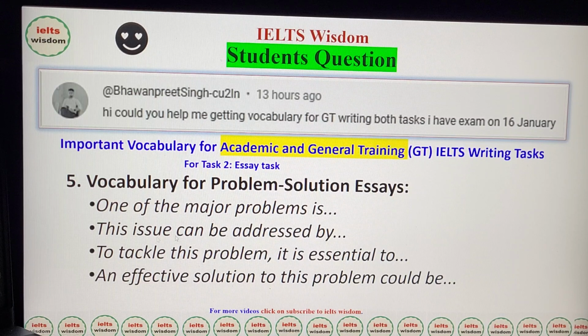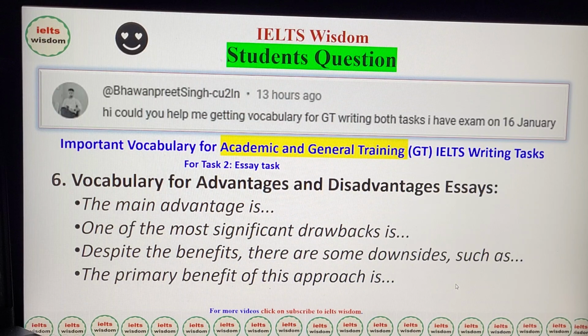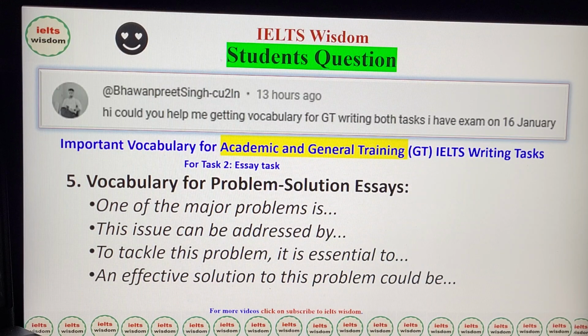Okay, and then "To tackle this problem it is essential to make the young generation, young minds, aware, so that they are aware and they can start working on that." "An effective solution to this problem could be..." then you can put your efforts, like what. Okay, now this is all about the vocabulary for the problem solution.